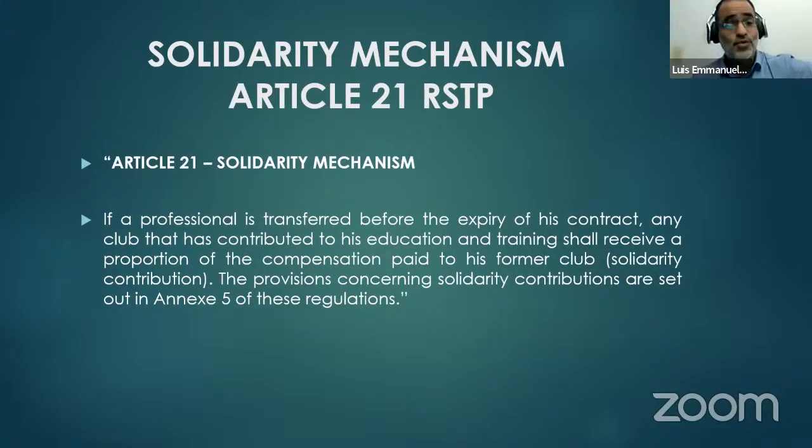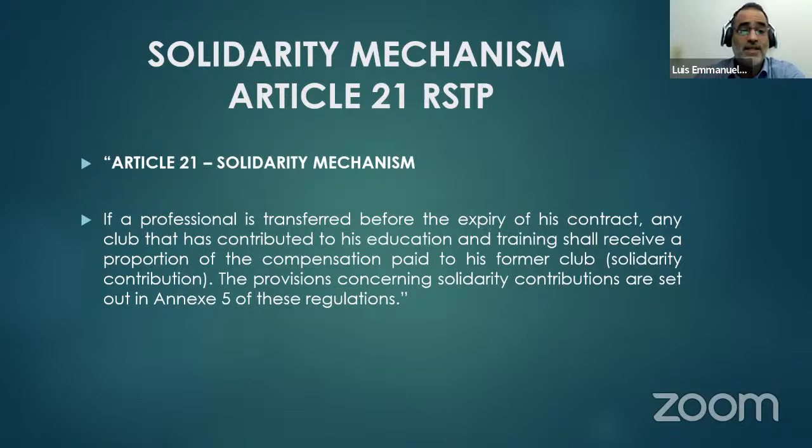So Article 21 of the RSTP in regards to solidarity mechanism states that if a professional is transferred before the expiry of his contract, any club that has contributed to his education and training shall receive a proportion of the compensation paid to his former club, the solidarity contribution. The provisions concerning solidarity contributions are set out in Annex 5 of these regulations.